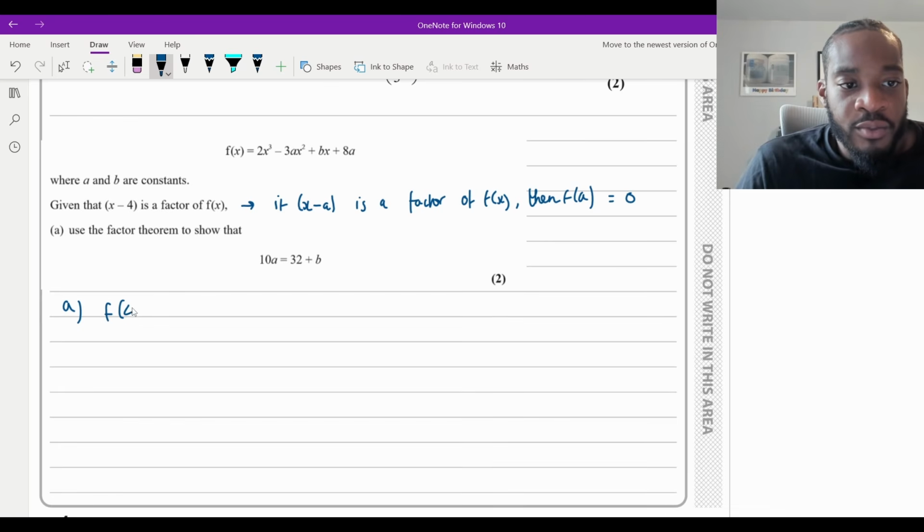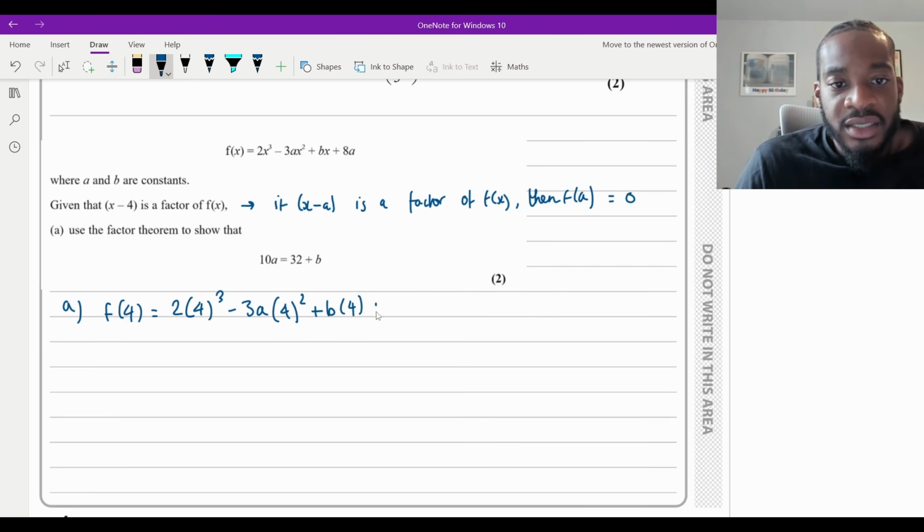So f of 4. If I plug in 4 into there, it's going to be 2 lots of 4 cubed, minus 3a times 4 squared, plus b times 4, plus 8a, and this should equal 0.